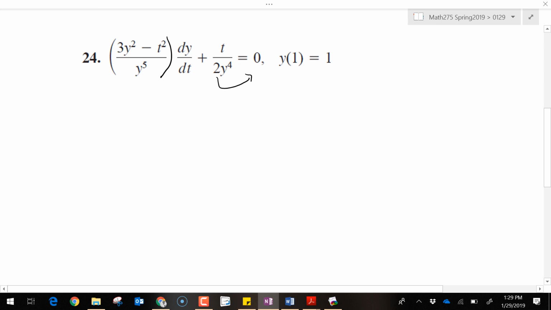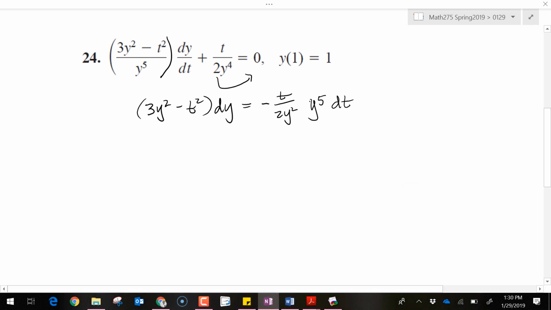Let's bring this over to the other side. So we're going to get a negative. And then I think I want to take the y to the 5th power and bring it over to the other side as well. So I will have, in a couple of steps, 3y squared minus t squared dy is equal to negative t over 2y to the 4th, and then times 5, or y to the 5th dt. Oh, I have to bring it over to the other side anyways.